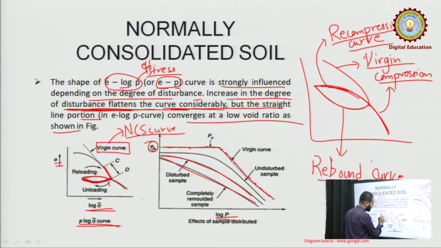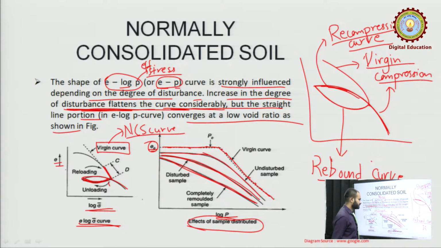If there is very little disturbance or it is undisturbed, then something like this; with more disturbance like this; with still more disturbance like this. It will slowly flatten. This is according to the effect of disturbance. So, you can understand that the more undisturbed the sample we obtain, the nearer we will be to the real one. We will be nearer to the real virgin curve.